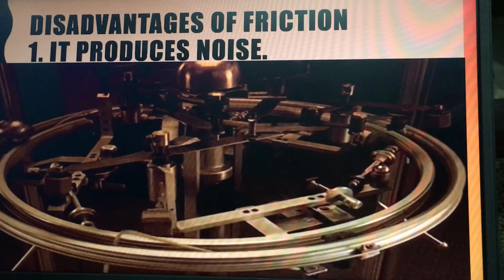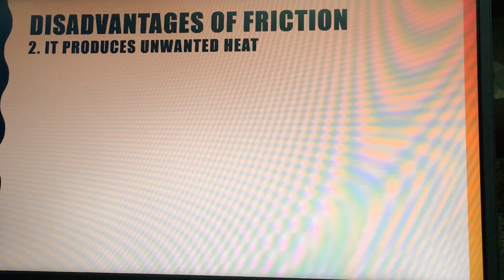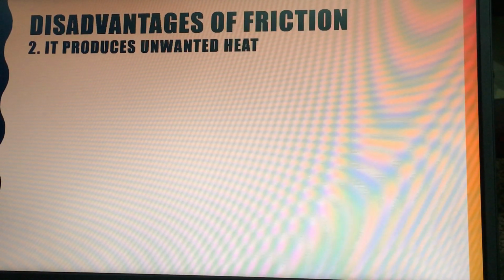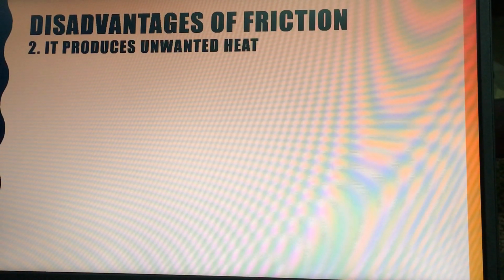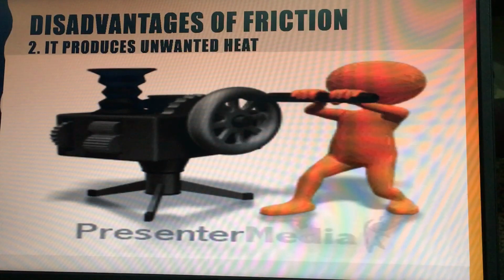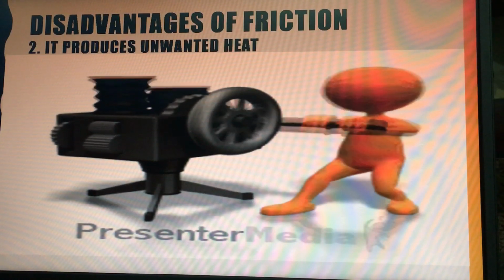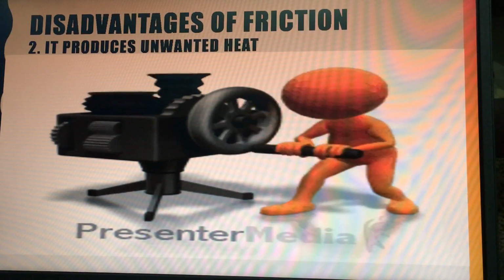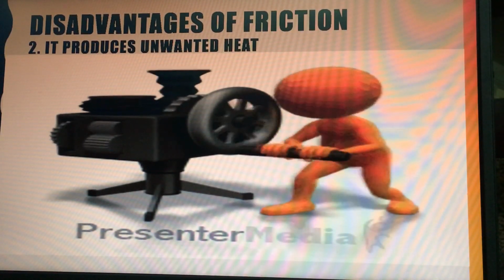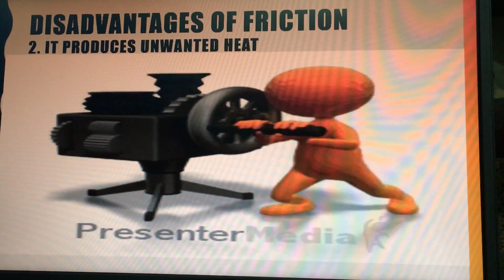Is there any other disadvantage? Yes, this time it produces unwanted heat. When we were studying advantages, you studied that it produces heat, but that is the desired heat. Here it produces unwanted heat. When you run some machine, like you can see in this picture, the machine is being operated. After it is operated for some continuous time, if you touch the body surface of the machine, you will find it hotter, which again shows that it produces some heat, which is unwanted.